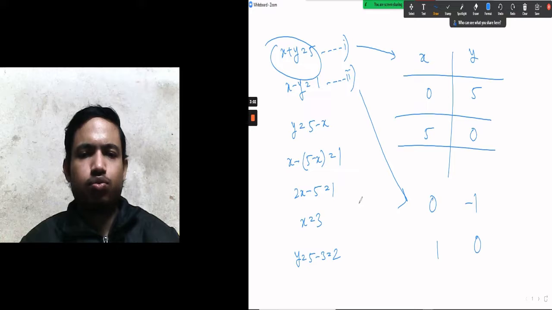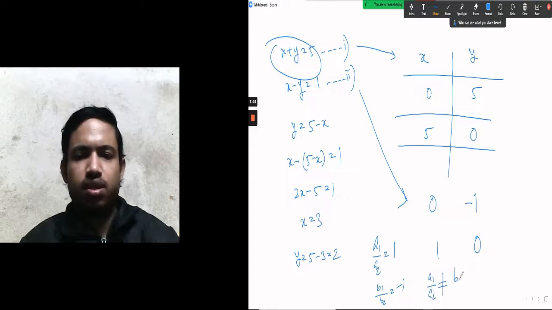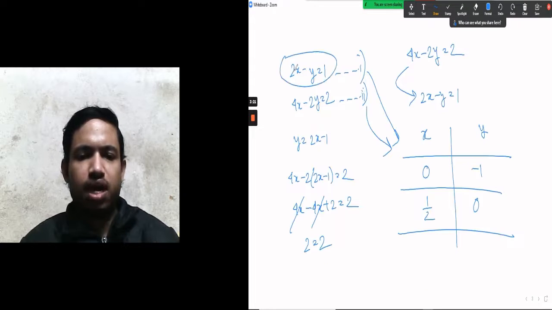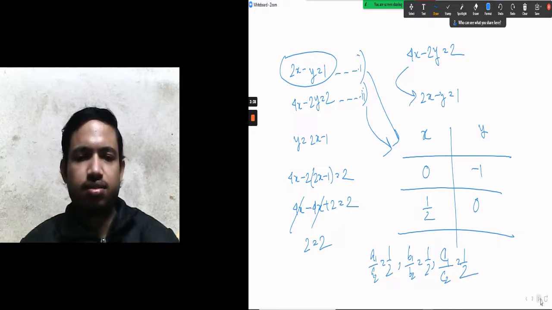In the first example, we see that a1 by a2 equals 1 and b1 by b2 equals minus 1. So, a1 by a2 is not equal to b1 by b2, and this satisfies the first case. So, it has a unique solution. In the second example, we see that a1 by a2 equals half, b1 by b2 equals half, and c1 by c2 is also equal to half. So, a1 by a2 equals b1 by b2 equals c1 by c2, and this satisfies the second case. So, it will have infinite solutions.